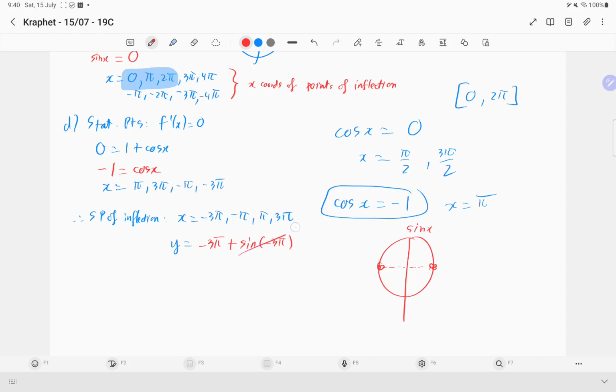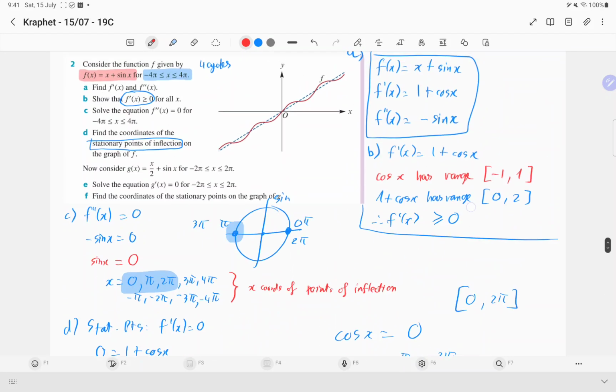Therefore, this next section will always be equal to 0, which means the answer is just negative 3 pi. And then following the pattern, it will be negative pi, pi, and 3 pi. Therefore, the stationary points of inflection will be (negative 3 pi, negative 3 pi), (negative pi, negative pi), (pi, pi), and (3 pi, 3 pi). To do this question quickly, you need a little bit of reasoning in order to work through these questions a bit faster than usual.